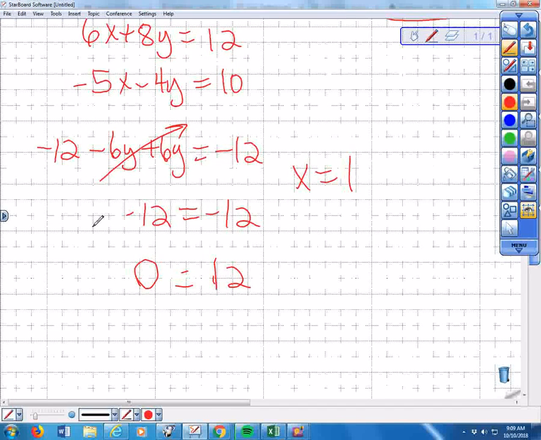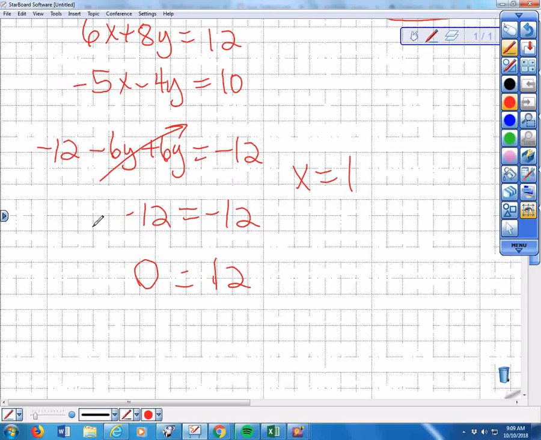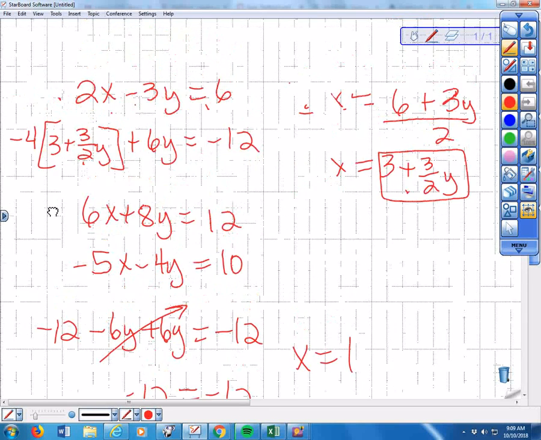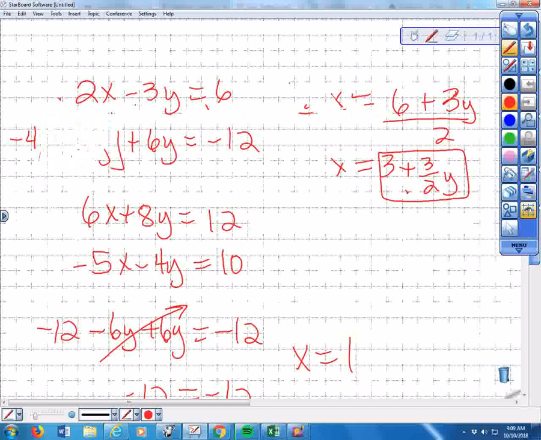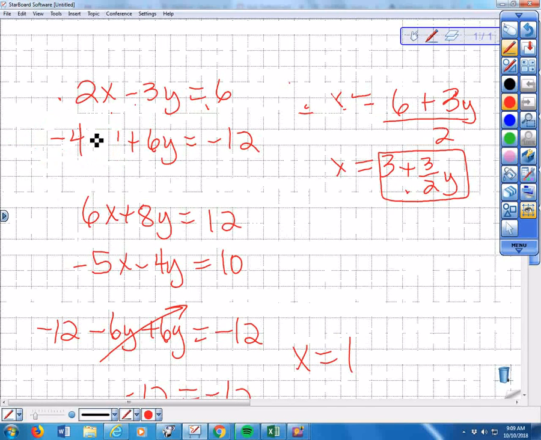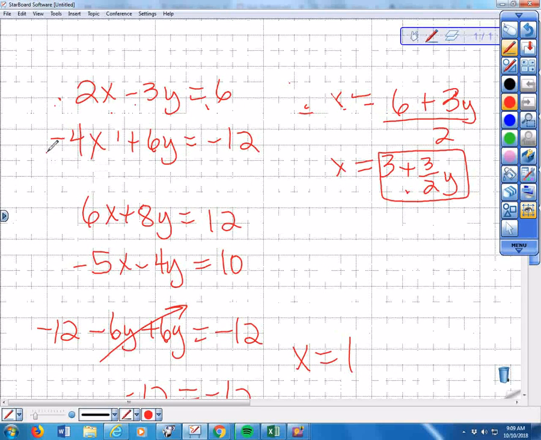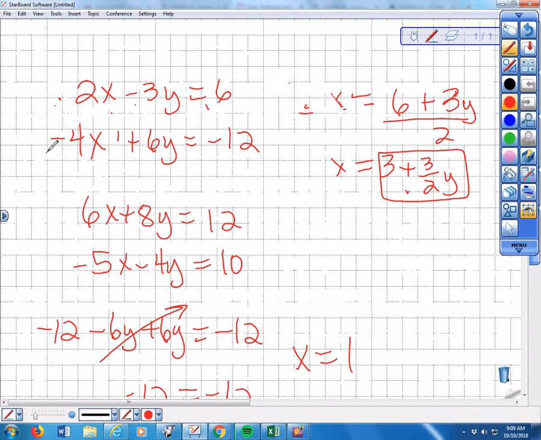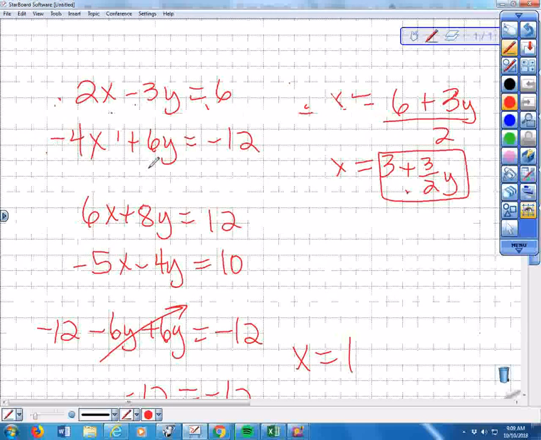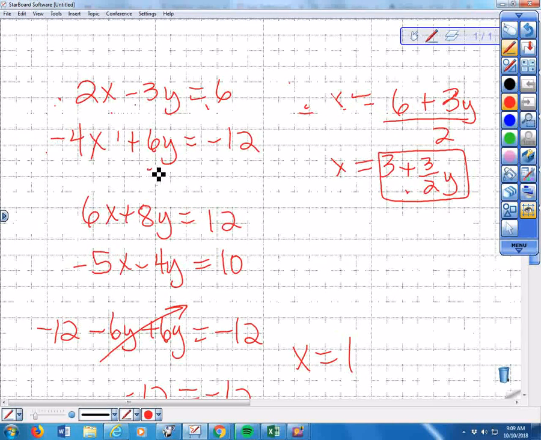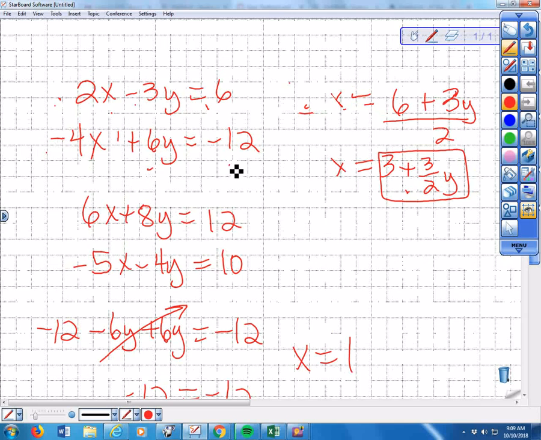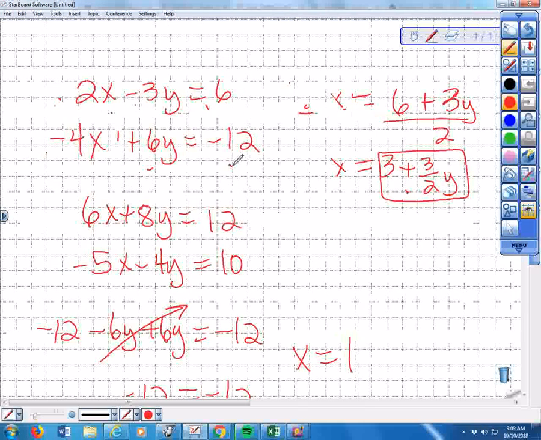We talked about this yesterday. If I go back up to those two lines, I had negative 4x here. Remember we said from 2 to negative 4 is times negative 2, right? Negative 3 to 6 is times negative 2, right? Negative 3 times negative 2 is 6, and 6 times negative 2 is 12. These two lines are the same line if I graph them.